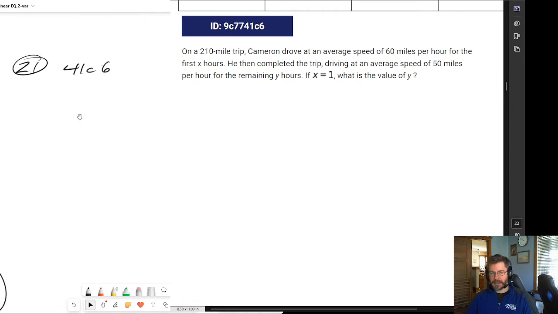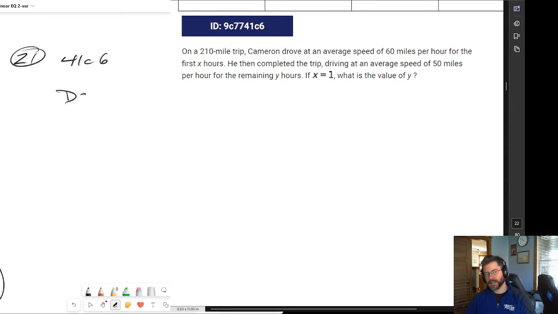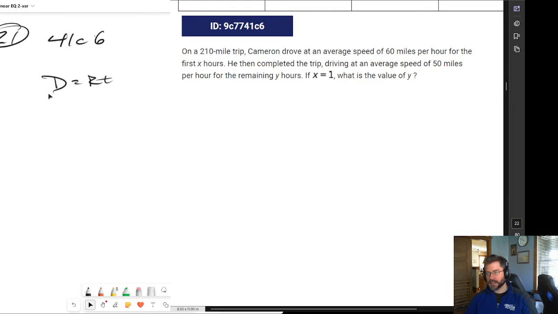But let's go ahead and dive in on question 41C6 here. It's distance, rate, time. Right away, I can see that we've got a distance, 210-mile trip. Speed is given 60 miles an hour for the first X hours. So let's gather up our information. So D equals RT is very likely going to be our equation that we care about. It's a linear function, y equals mx, where the y value is the distance being traveled. So 210-mile trip.